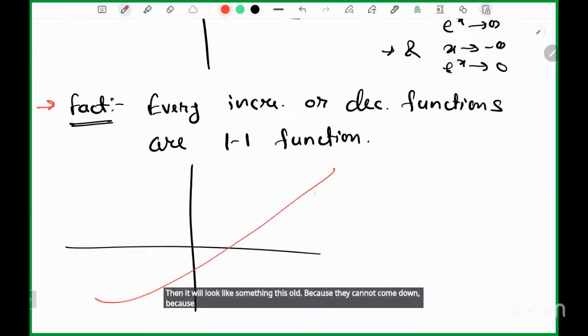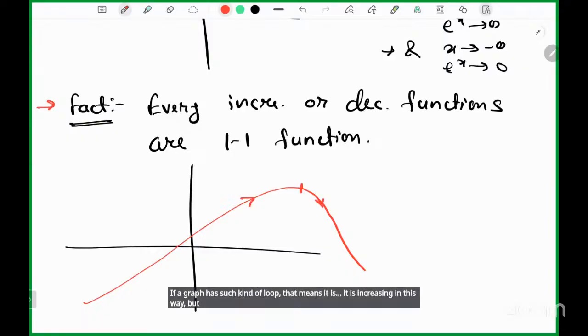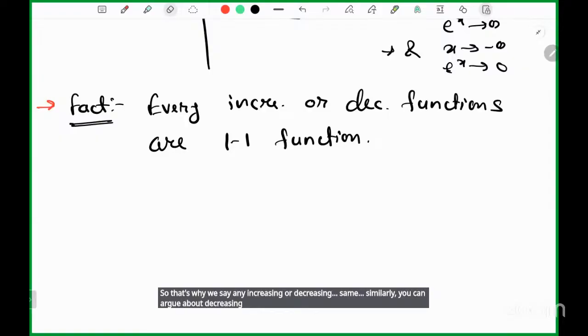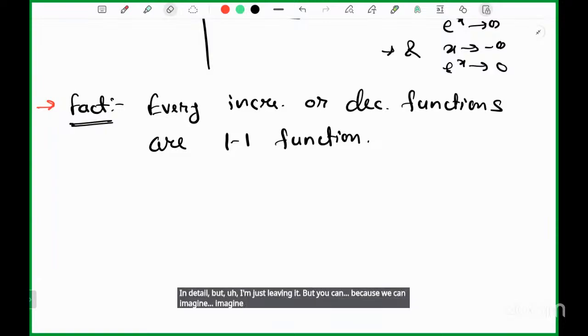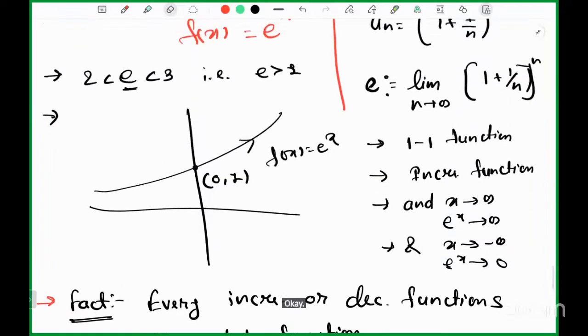Because suppose a graph has such kind of loop, that means it is increasing in this way, but after this point it starts decreasing, so it's not entirely an increasing function. So that's why we say any increasing or decreasing. Similarly, you can argue about a decreasing function too. You can also prove this in detail, but I'm just leaving it. We can imagine it by the graph, right? Because the graph of an increasing function cannot come down, it always behaves pretty well. So you can say that every increasing or decreasing function is a one-one function. Okay, is that fine, clear?